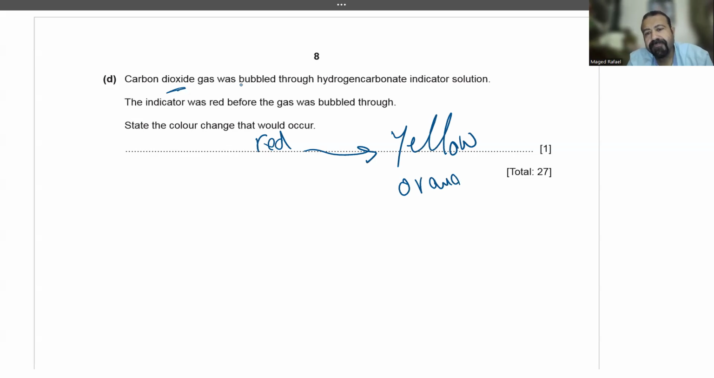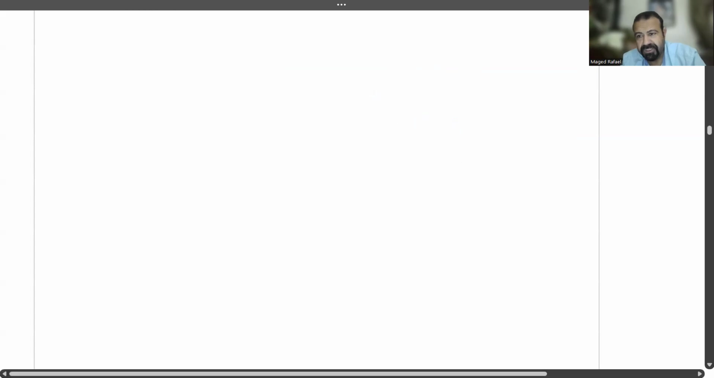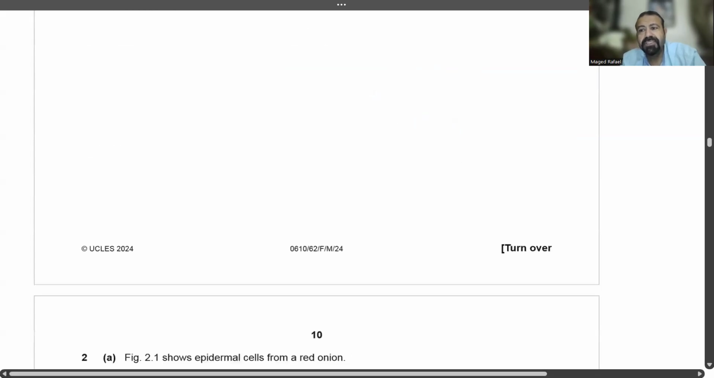Both are okay. So this is the change of the color. It will be yellow or orange. Now we got 27 marks of the first question. Let's go to the second question quickly.